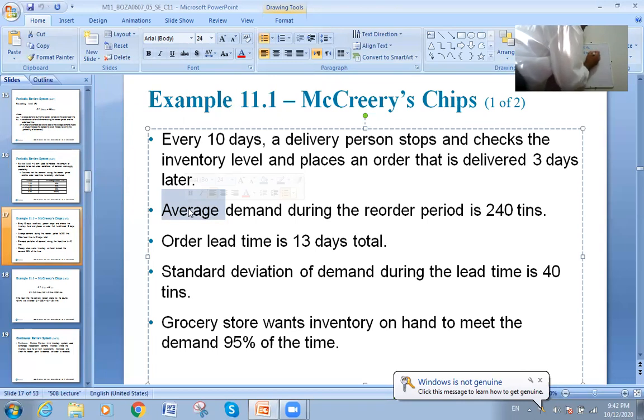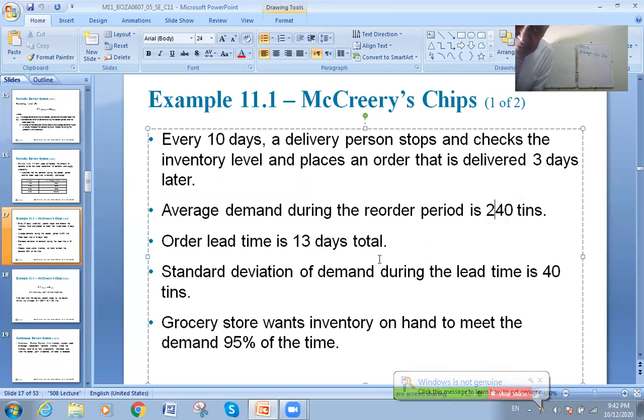When you see the word average, it is mu, and in the example it equals 240 tons. The lead time is 13 days, which means the time of use is 13 days. That's fine. We don't need anything from this.